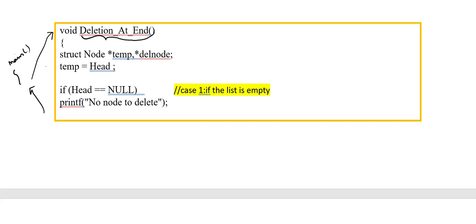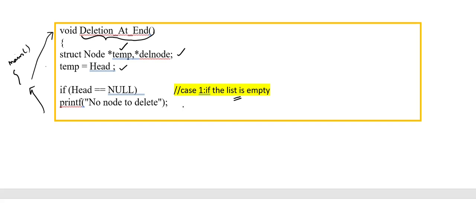So here I want to reach the last node, so I need to traverse. Traverse means I need a temporary variable, and the del node, which is the node I am going to delete. Both are allocated first. And next, temp equal to head. This is for traversing.